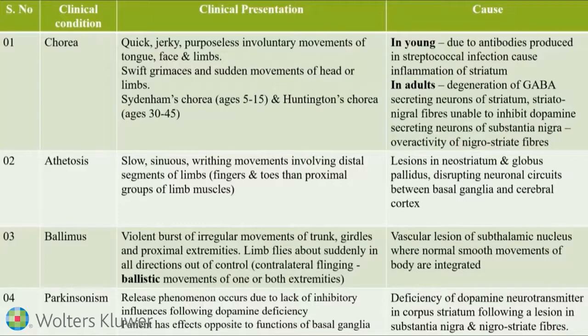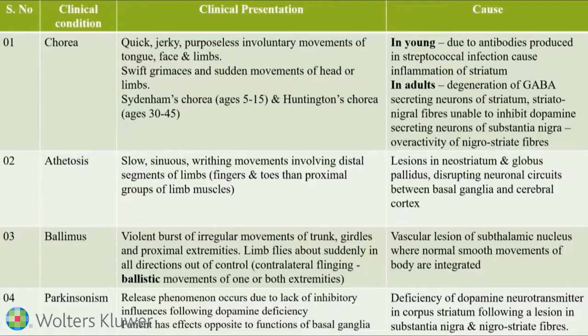Parkinsonism is a release phenomenon that occurs due to lack of inhibitory influences following dopamine deficiency. The patient has effects opposite to functions of basal ganglia. Deficiency of dopamine neurotransmitter is a cause: the deficiency of dopamine in corpus striatum following a lesion in substantia nigra and nigrostriate fibers.